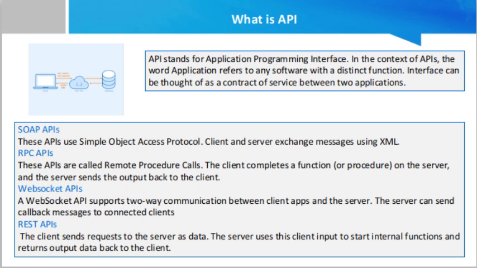In the context of APIs, the word application refers to any software with a distinct function. Interface can be thought of as a contract of service between two applications. This contract defines how the two communicate with each other using request and response. Their API documentation contains information on how developers are to structure those requests and responses.